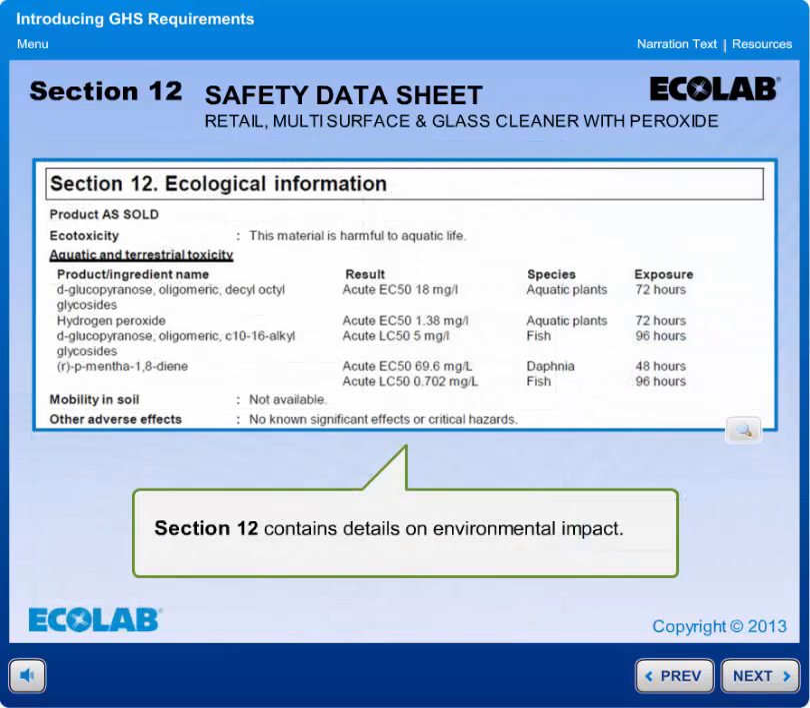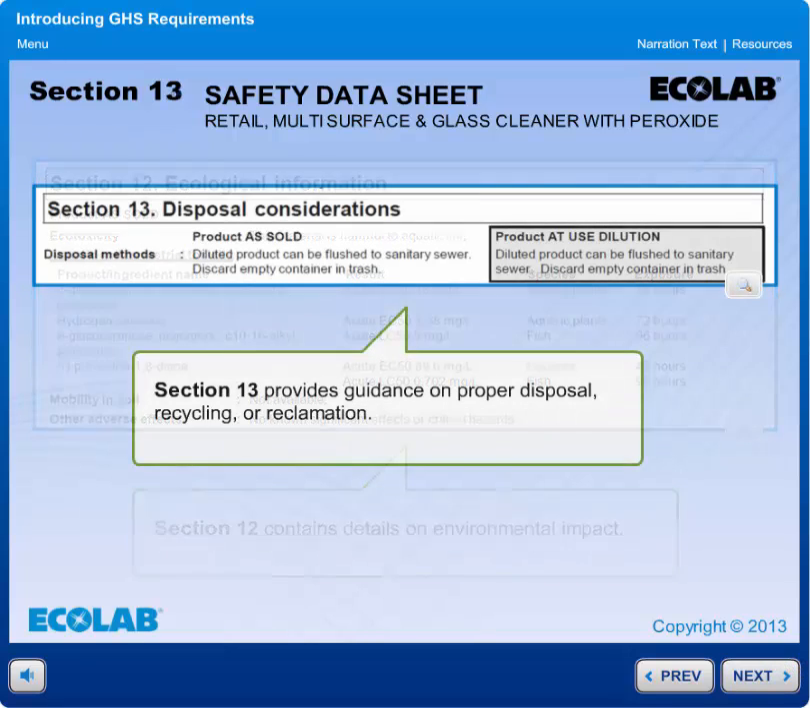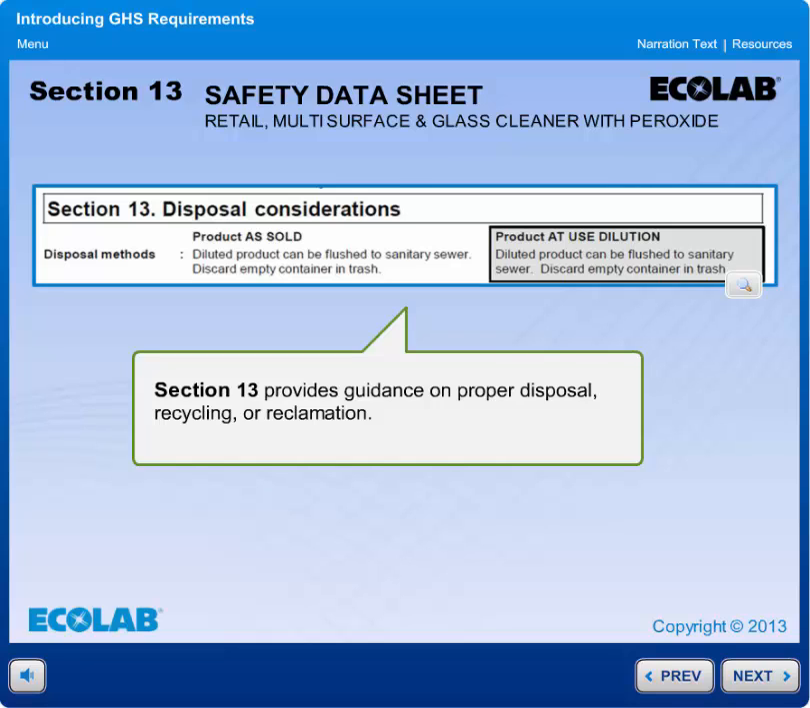This section provides information to evaluate the environmental impact of the product if it were released to the environment. Section 13 provides guidance on proper disposal practices, recycling or reclamation of the product or its container, along with safe handling practices.